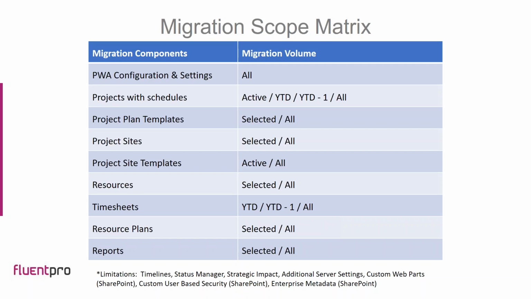Resource plans, which exist in Project Server 2010 and Project Server 2013, can be migrated to Project Online, but during this migration they need to be transformed into resource engagements, as Microsoft introduced resource engagements as a new feature in Project Online. And FluentBooks supports this transformation of resource plans into resource engagements.